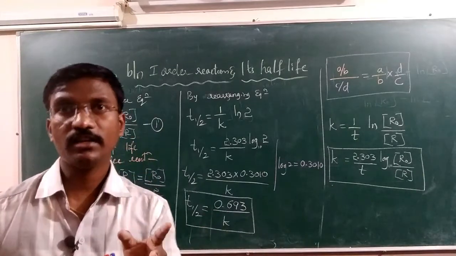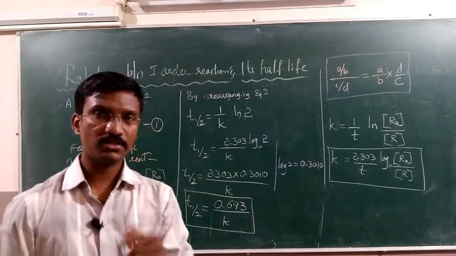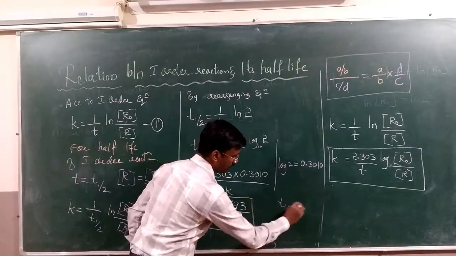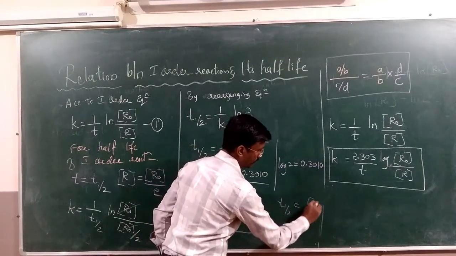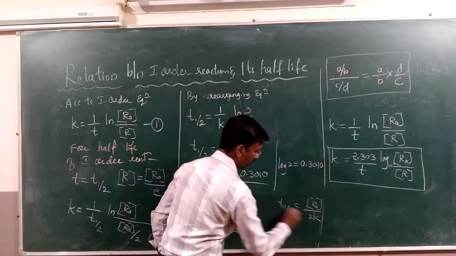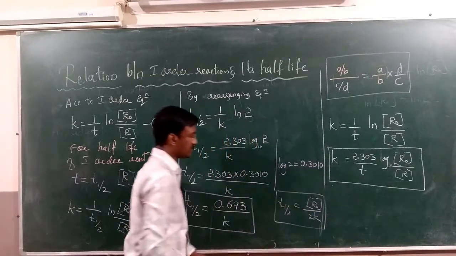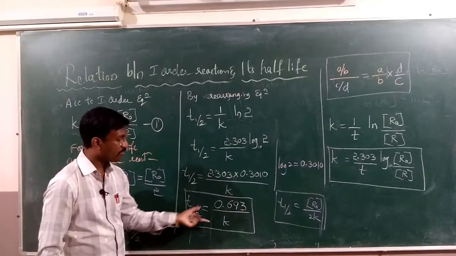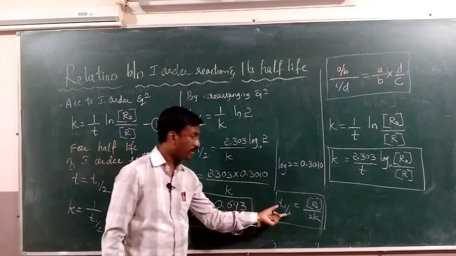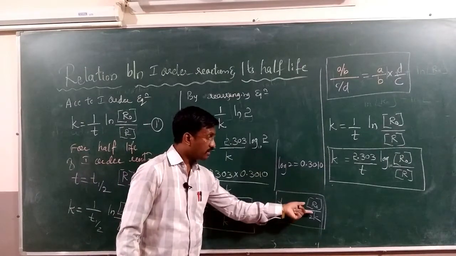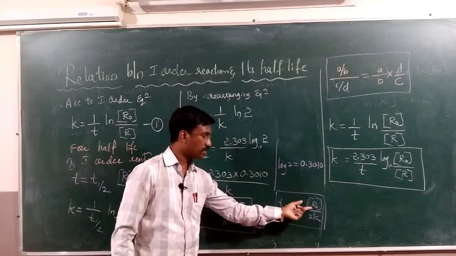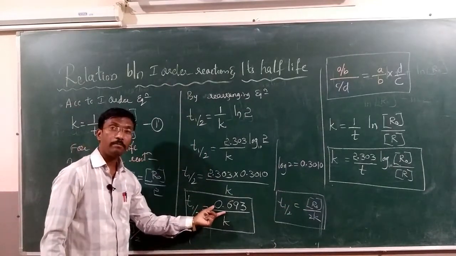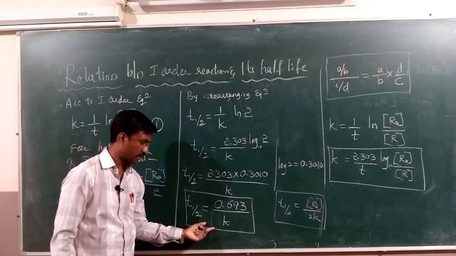Just recall the half-life of the zero order reaction. In the zero order reaction, the expression was, I am writing this to compare, R0 divided by 2k. This is the expression for half-life of zero order reaction, and this is the expression for half-life of first order reaction. Half-life of zero order reaction depends on the initial concentration of the reactant, whereas half-life of first order reaction is independent of the initial concentration of the reactant. This is important.